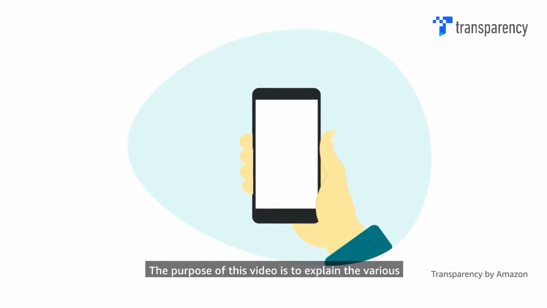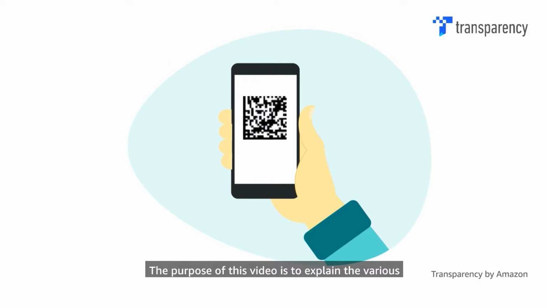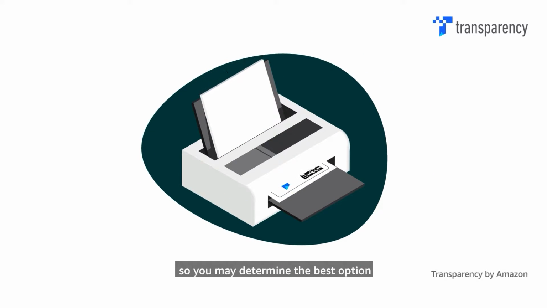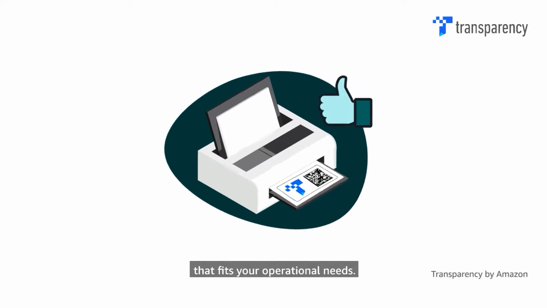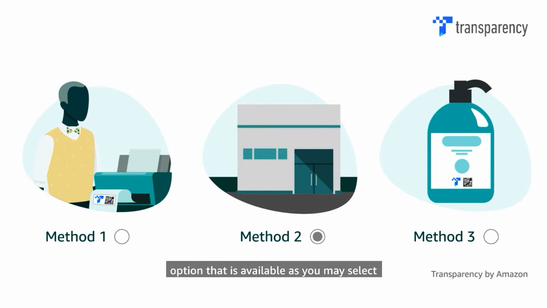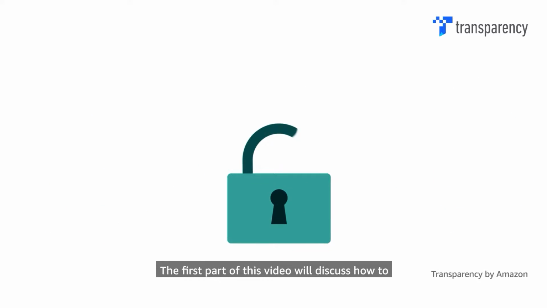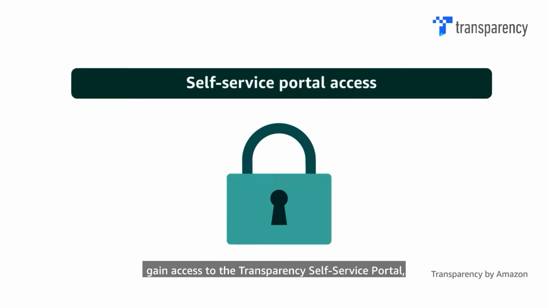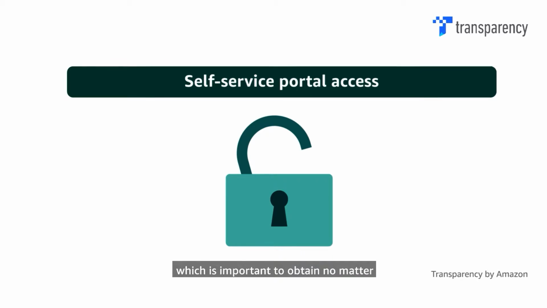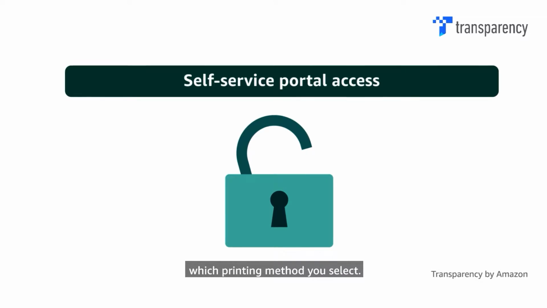The purpose of this video is to explain the various methods of printing your transparency 2D data matrix barcodes, so you may determine the best option that fits your operational needs. It is important that you thoroughly evaluate each option that is available, as you may select different printing methods for different products. The first part of this video will discuss how to gain access to the Transparency Self-Service portal, which is important to obtain no matter which printing method you select.